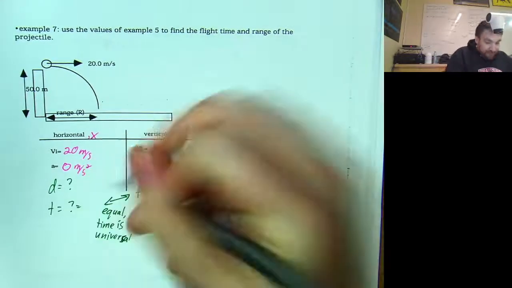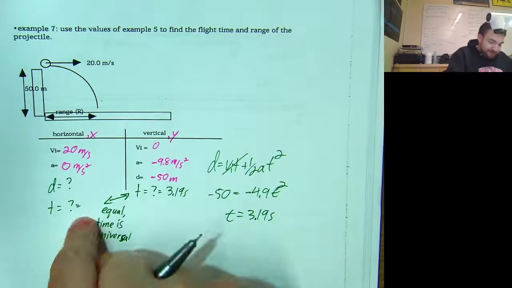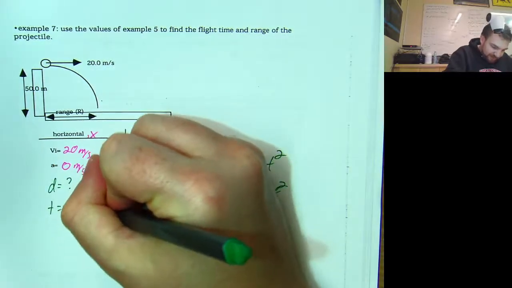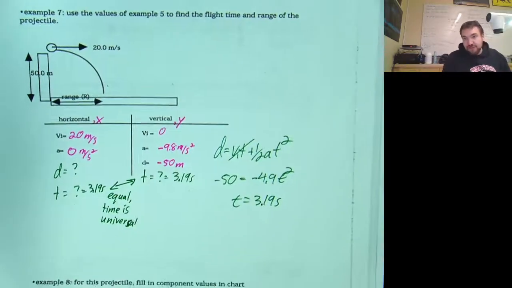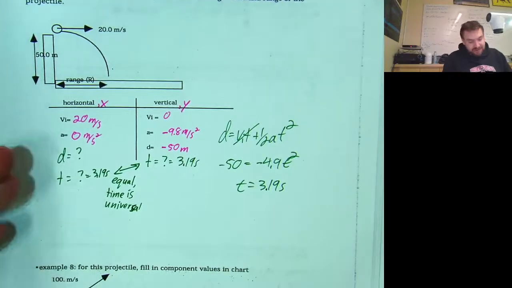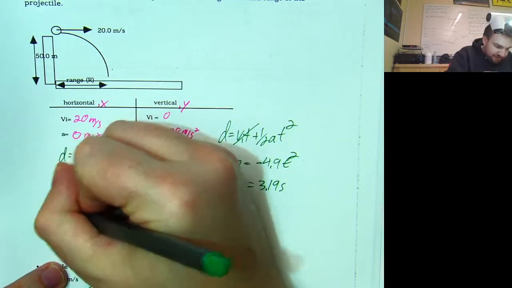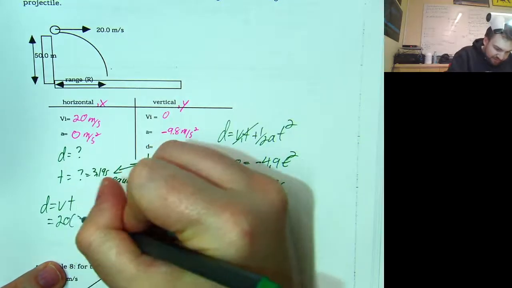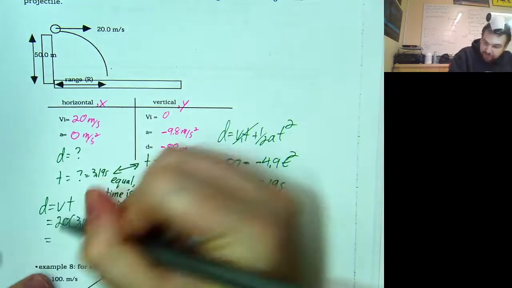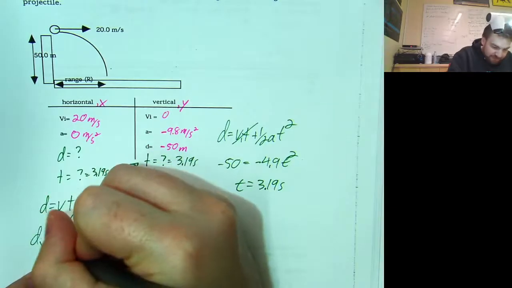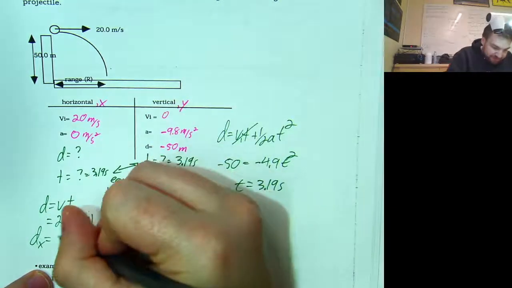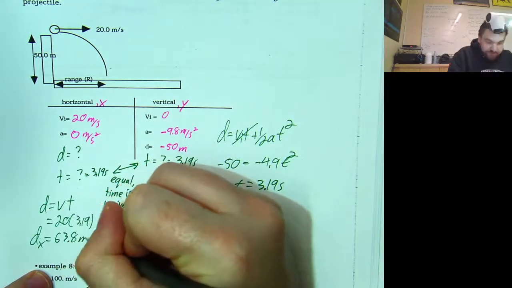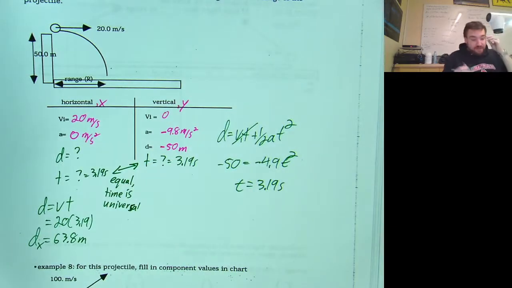Now, if that time vertically is 3.19 seconds, then the time horizontally is going to be 3.19 seconds, and we can use this to find the range. Well, we've got no acceleration here, so this is just going to be a D equals VT problem. It's 20 times 3.19, so D in the x direction is equal to 63.8 meters, and we're done. This is stuff you did in Physics 11, or should have done in Physics 11. Let's flip the page, let's do another one.